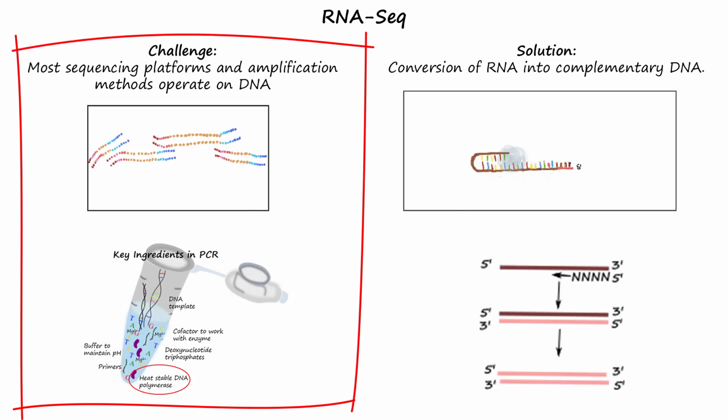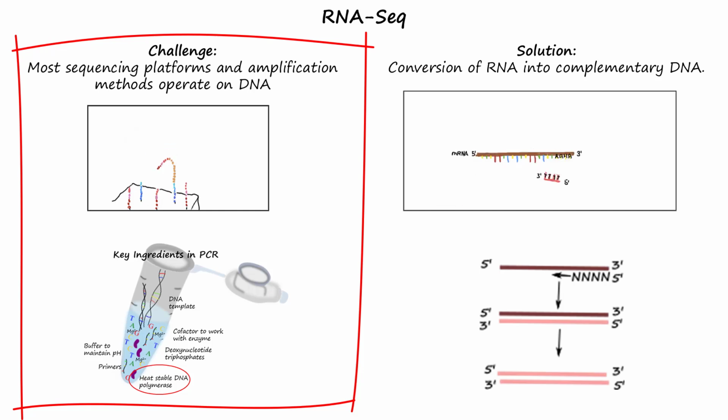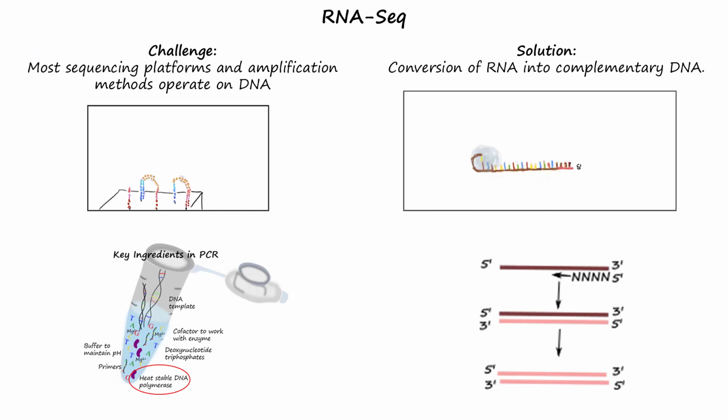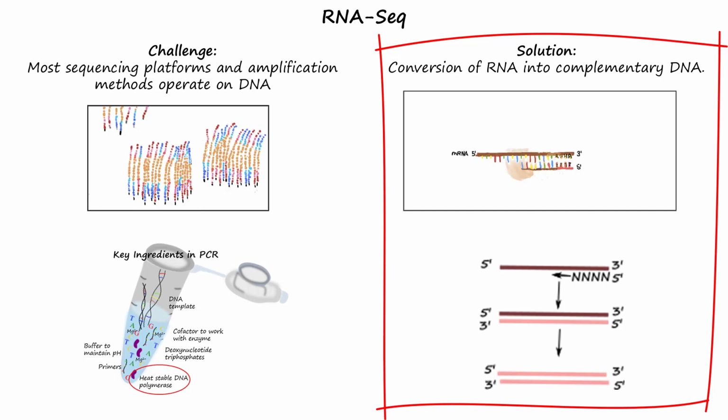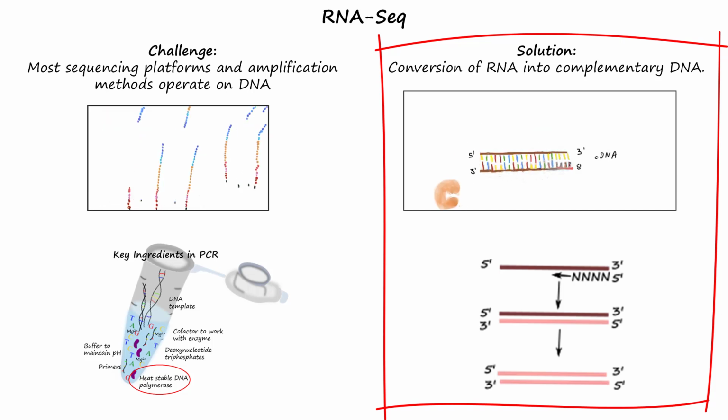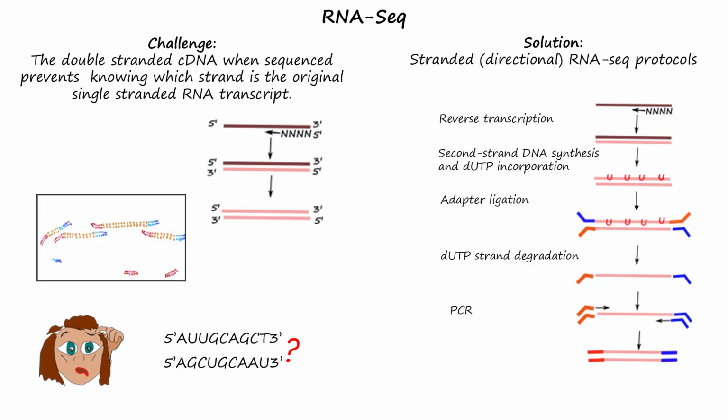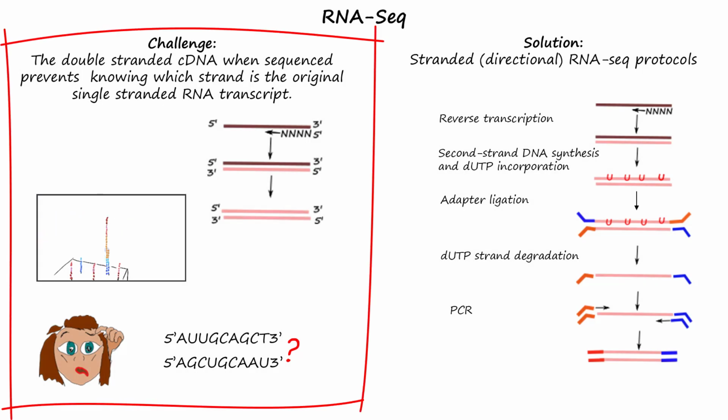Another important challenge arises from the fact that most sequencing platforms and amplification methods operate on DNA rather than RNA, necessitating the conversion of RNA into complementary DNA. During library preparation, RNA is reverse transcribed into cDNA, which is then converted into double-stranded DNA and amplified to generate sufficient material for sequencing. However, this conversion introduces a key limitation. Strand information is often lost.